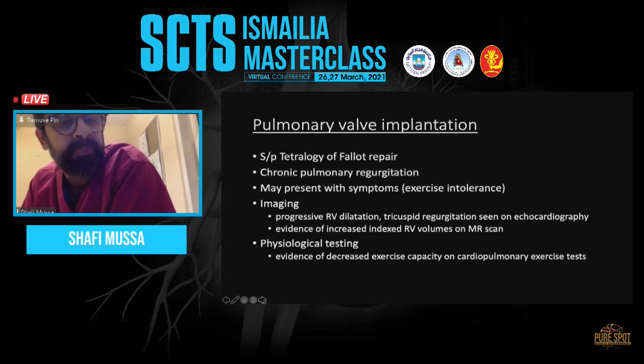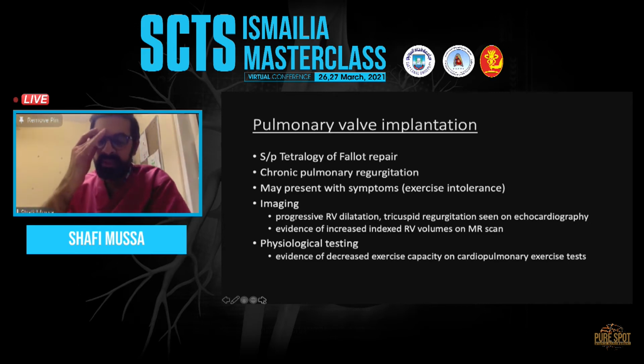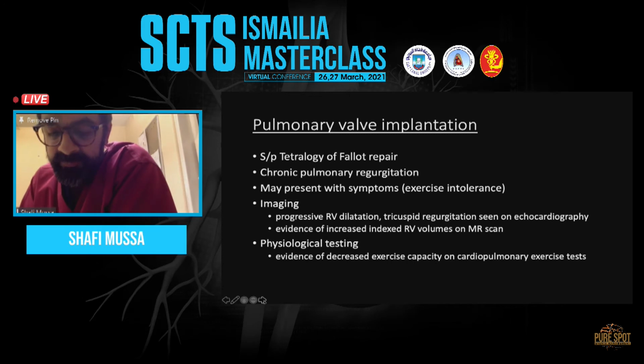I think it's also important to think about physiological testing. So even if the patient is asymptomatic and there is evidence of right ventricular dilatation, it is not a catch-all. And sometimes it's important to demonstrate objective evidence of decreased exercise capacity on a cardiopulmonary exercise test. So with all that information in mind, you can then take your patient to the operating theatre with a view to doing a pulmonary valve implant.